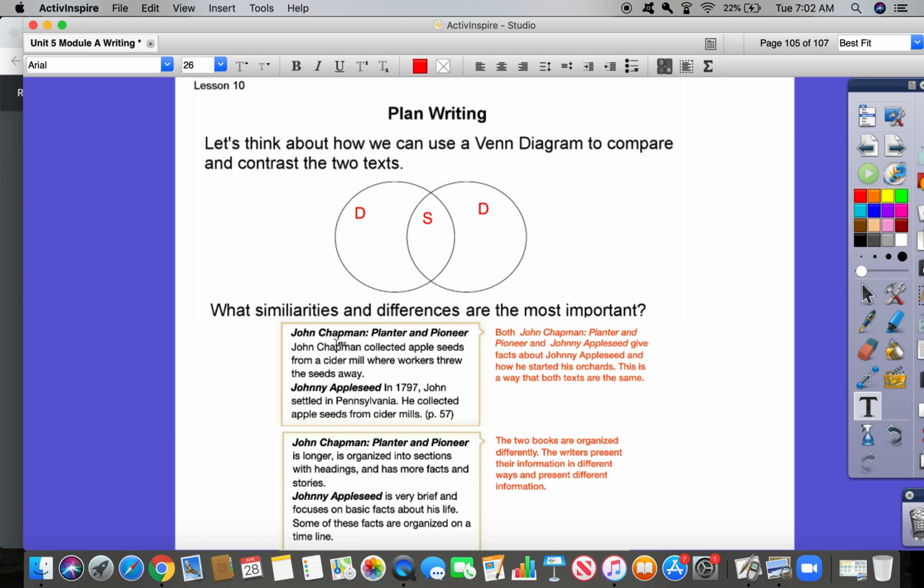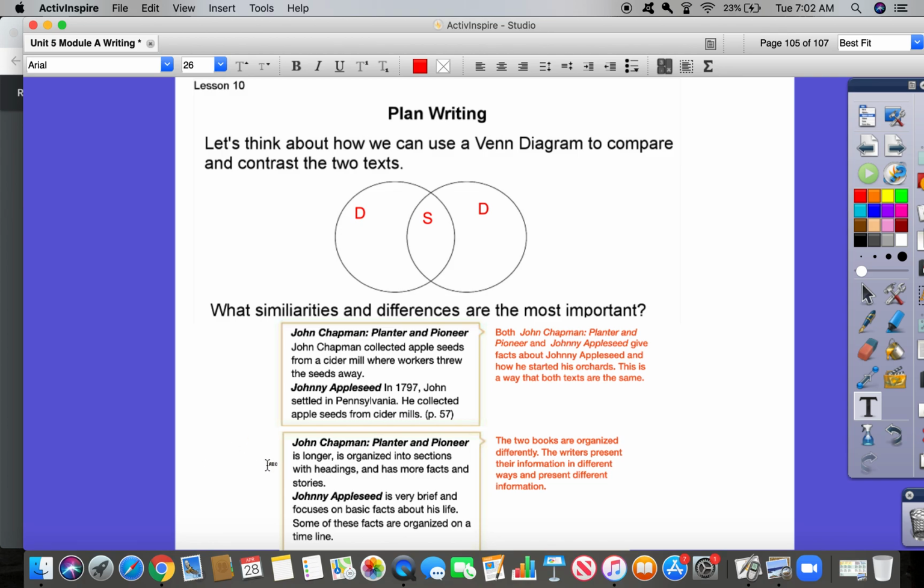Okay, so let's look at some similarities and differences. John Chapman, planter and pioneer. John Chapman collected apple seeds from a cider mill where workers threw the seeds away. Johnny Appleseed. In 1797, John settled in Pennsylvania. He collected apple seeds from cider mills. That's found on page 57. So both John Chapman, planter and pioneer, and Johnny Appleseed give facts about Johnny Appleseed and how he started his orchards. This is a way that both texts are the same.